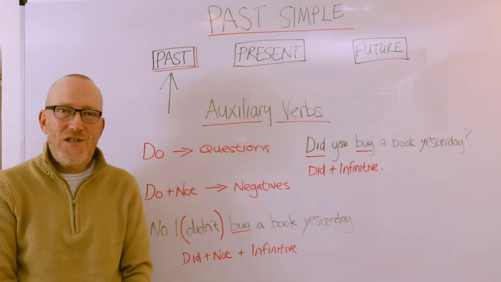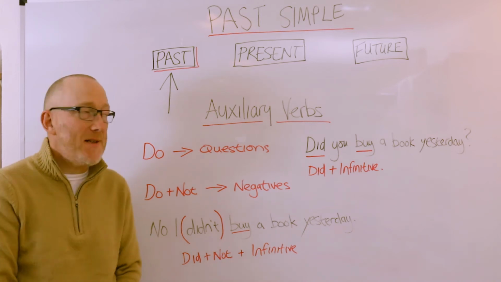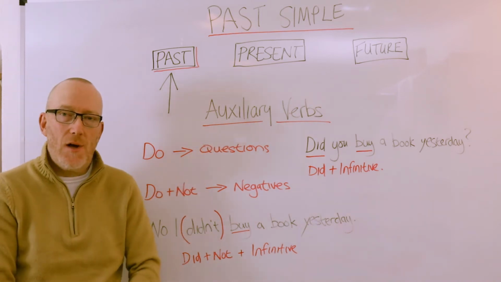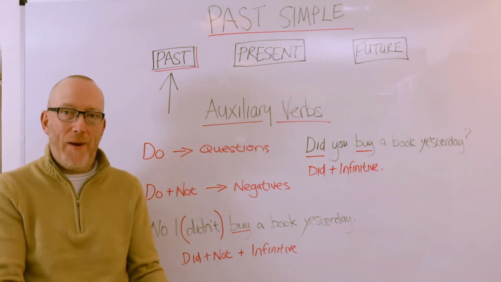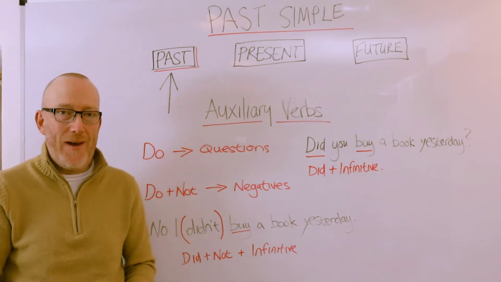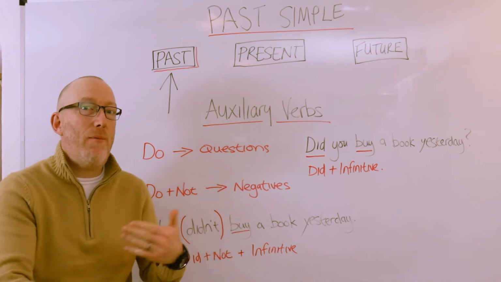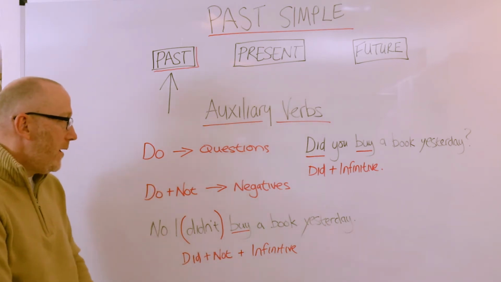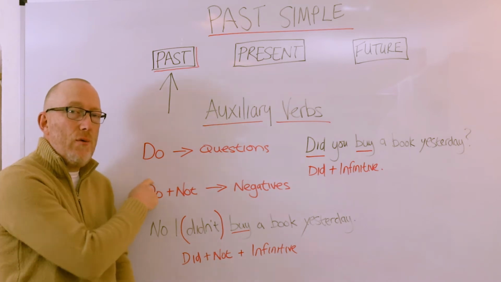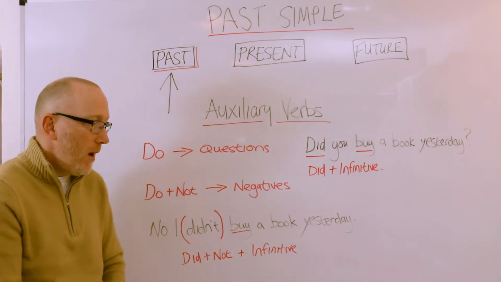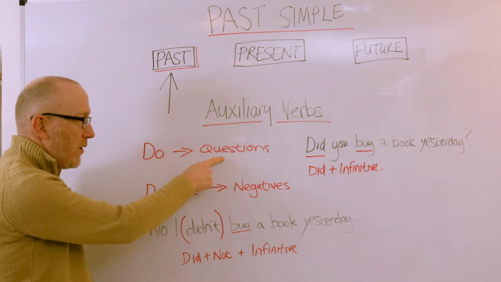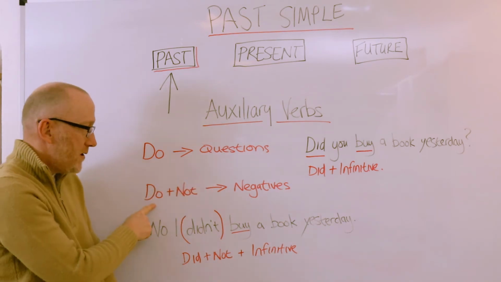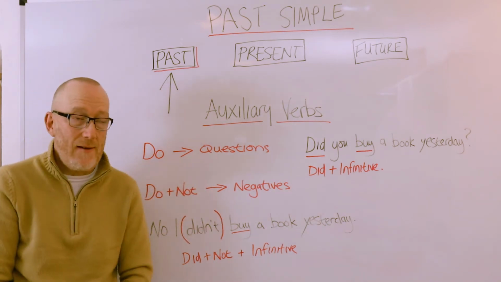Okay, I just wanted to speak to you guys for a few minutes about auxiliary verbs. Auxiliary verbs are helping verbs, extra verbs that we add to sentences to help things along. And in the simple past, we use the auxiliary verb to do quite regularly. We use do to ask questions, and it also helps us to create negative sentences.